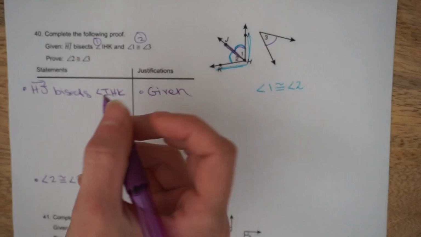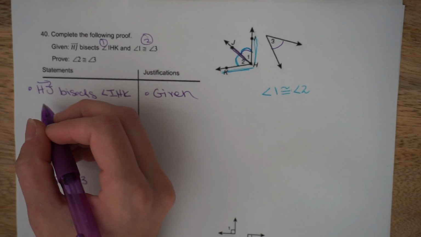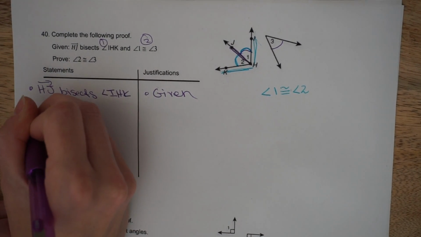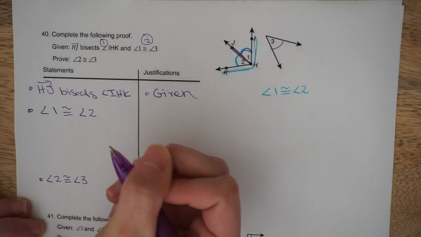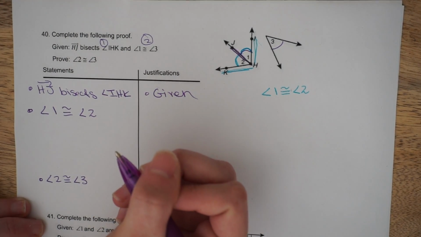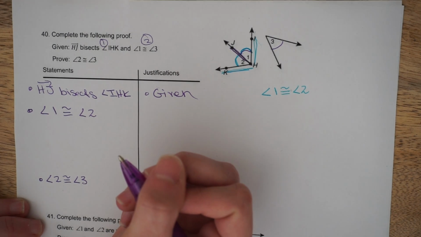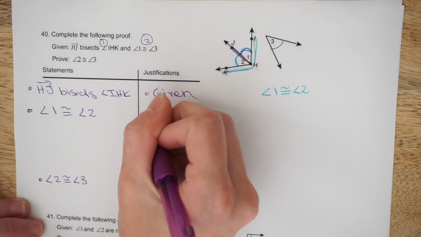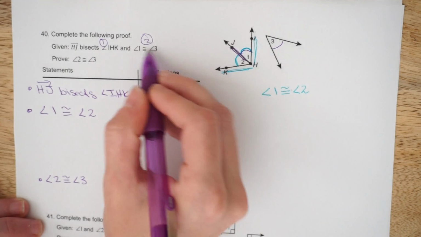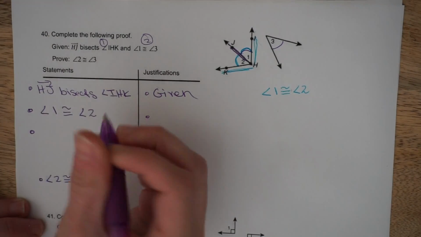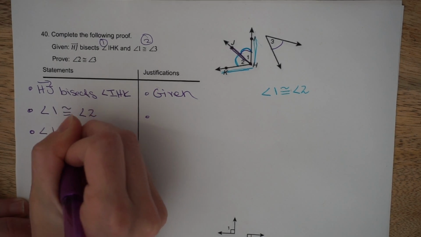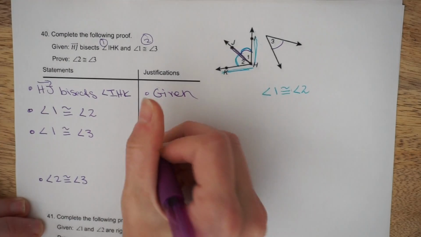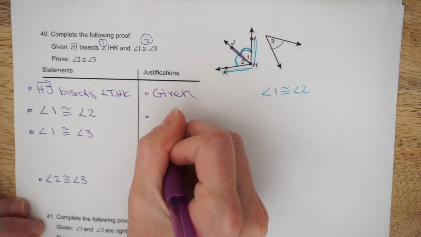Okay, so I'm gonna just go ahead and write down my info, all right? Angle 1 is congruent to angle 2. Trying to think if there's anything else I can do. Not too much. So what I'm gonna do is bring out my second given over here. I'm gonna bring that guy down, all right? So we know that angle 1 is congruent to angle 3. All right, so that's also given.